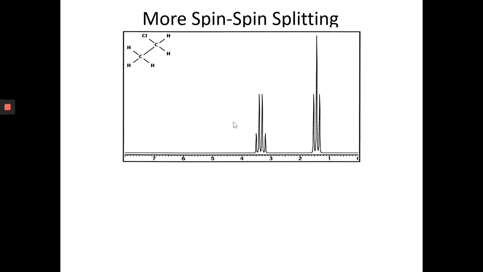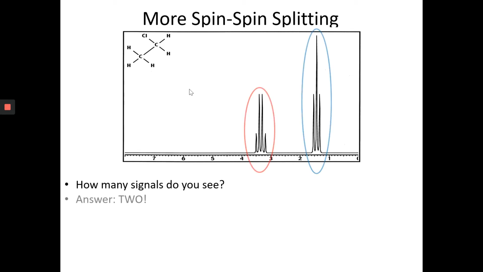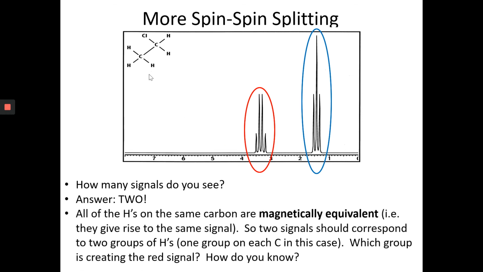Let's look at this one. So here's another molecule. This is chloroethane, this puppy right here. First off, how many signals do you see? The answer is there are two signals, this over here and this over here, right? And we see that each signal is split up into a multiplet, but there are two signals. That must mean that there are two different types of hydrogens, right?